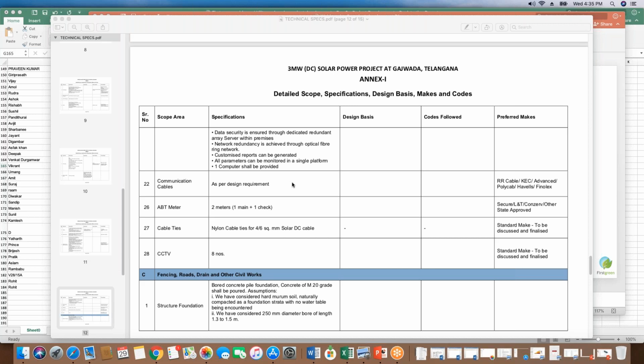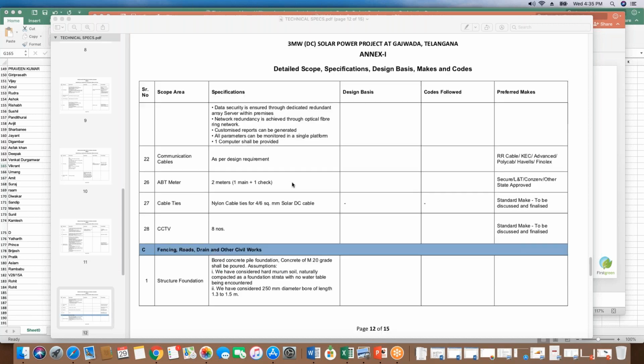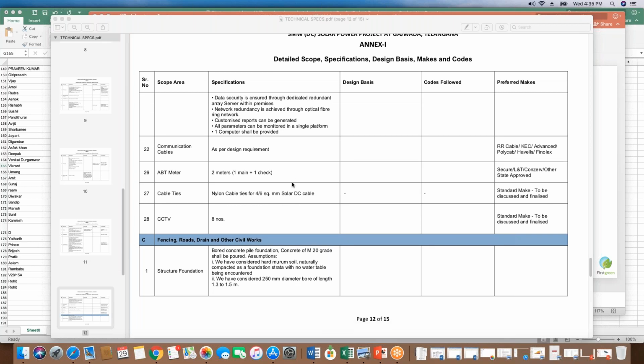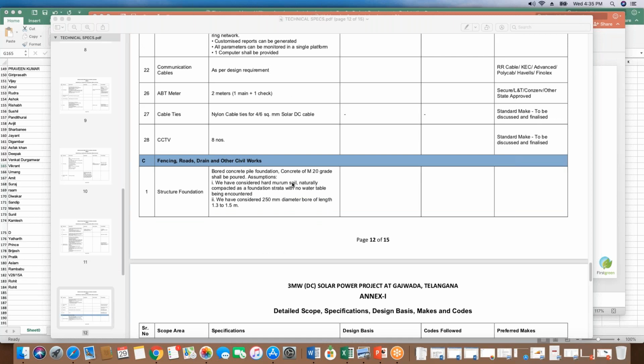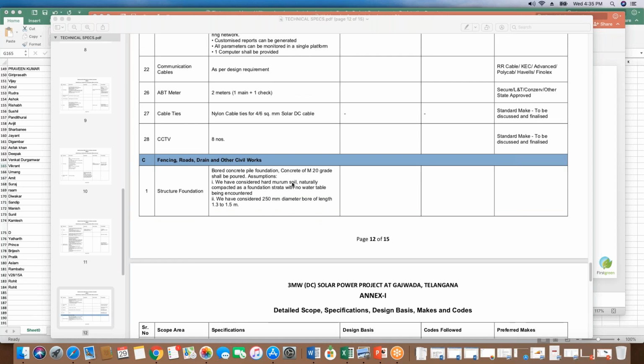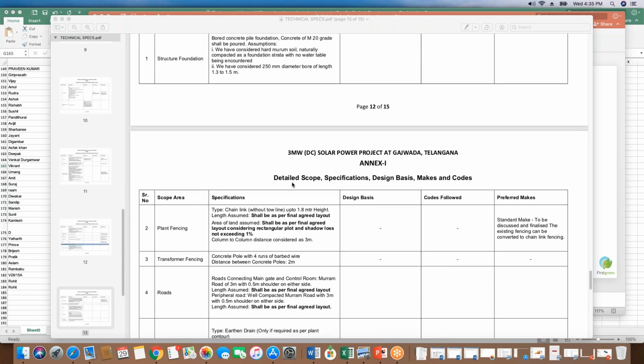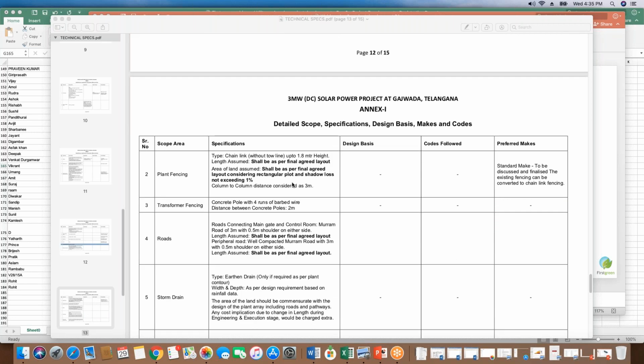The communication system is also part of SCADA. You should check that. The ABT meters and their specification also need to be checked with the DISCOM. Cable ties, CCTV cameras, then module mounting structures, foundation work is part of civil work. Then plant fencing is equally important: what type of fencing, barbed wire or a peripheral wall, you want to create. So you have to define that.